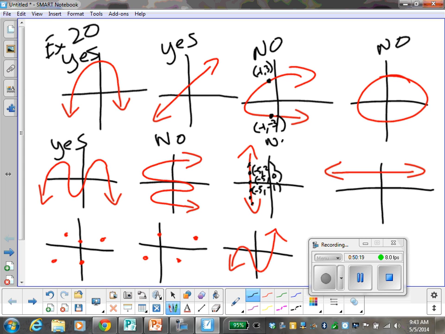Can someone tell me why it's a no? What kind of line is it? It's an undefined line. It's not possible. Does that make sense? It's not a function. All right. How about this one? Yes. That one is a yes. That one's okay.